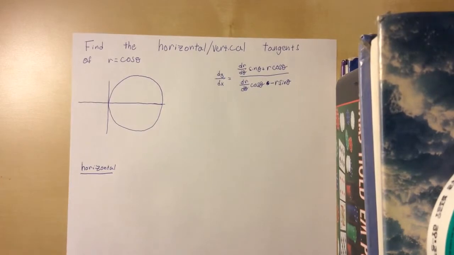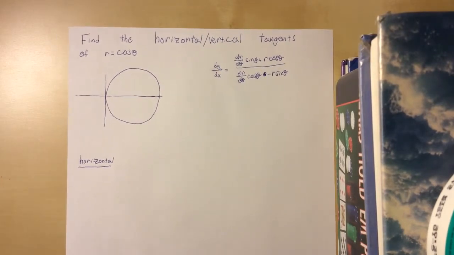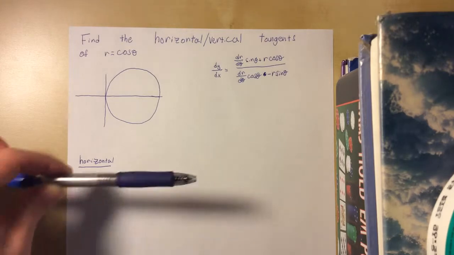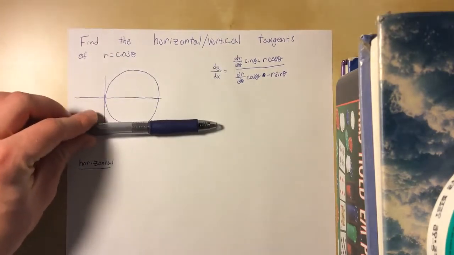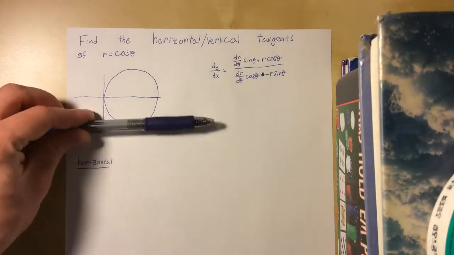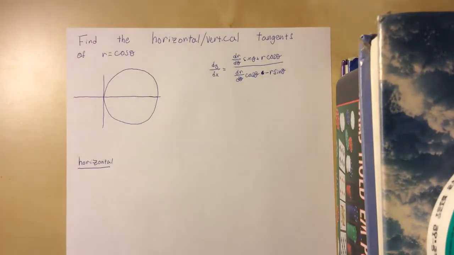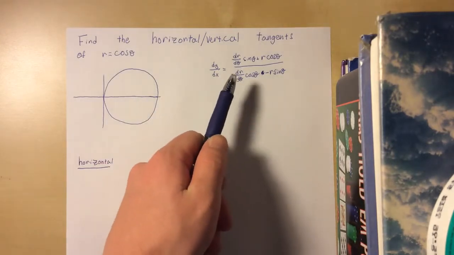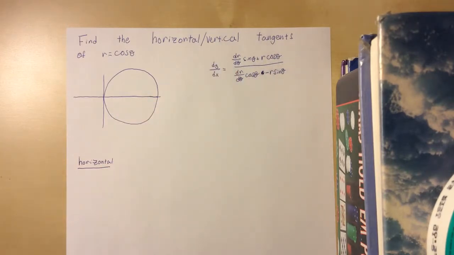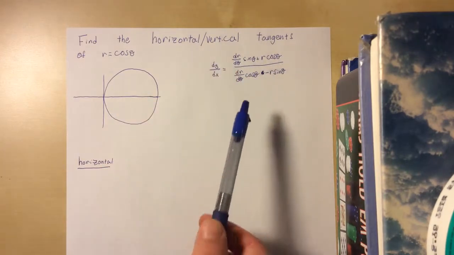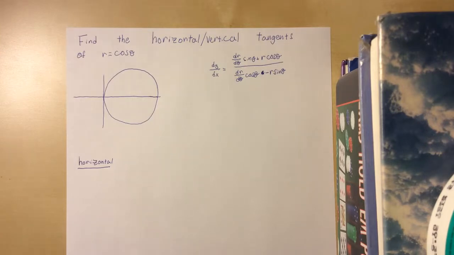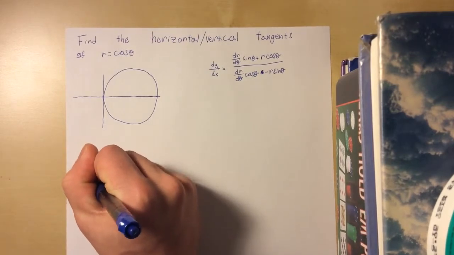Or should I say tangents, because it'll be a couple. But the horizontal tangent occurs here where the tangent is horizontal, which means that the slope of this tangent line, or dy dx, is going to equal 0. So when does dy dx equal 0? That's going to happen when the numerator is equal to 0. So we can completely forget about the denominator for the horizontal tangent, and that's going to be true for, I'd say, about all horizontal tangent problems. You're just going to look at the numerator, and you want that to equal 0. So let's go ahead and do that.